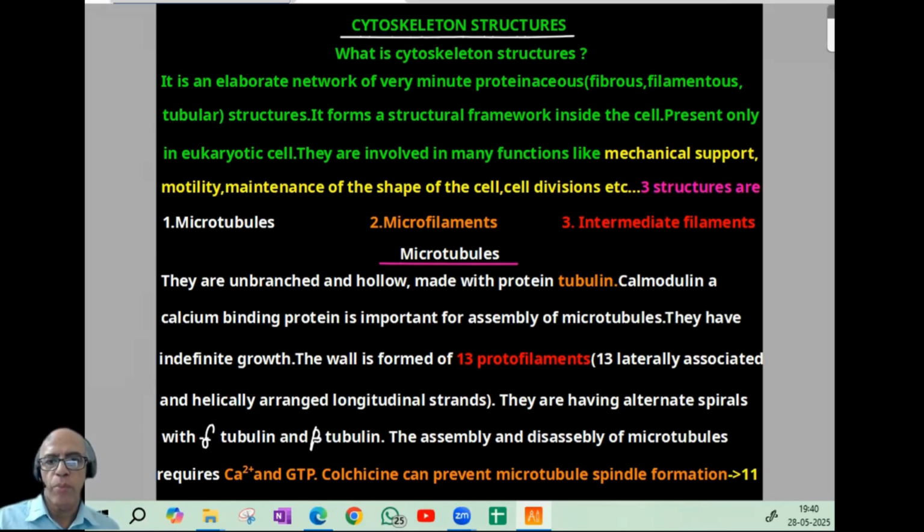The wall is formed of 13 protofilaments, 13 laterally associated and helically arranged longitudinal strands, with alternate spirals of alpha tubulin and beta tubulin. Assembly and disassembly of microtubules requires calcium, Ca2+, and GTP. In the cell cycle, you may study a mitotic poison, colchicine. Colchicine can prevent microtubule spindle formation.